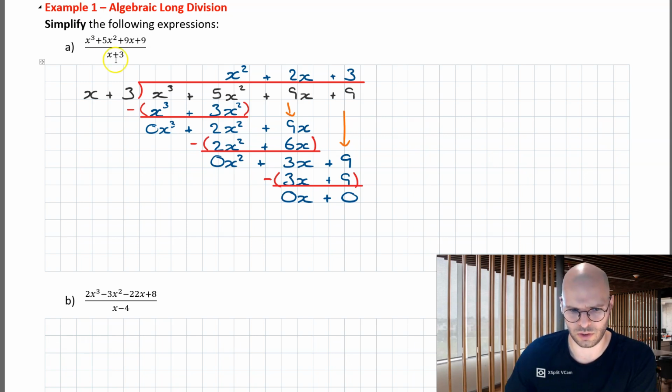And lo and behold, we are now at a point where we've got zeros here and no more division to do. So what we've done is we've successfully completed the long division algorithm on some algebraic statements.